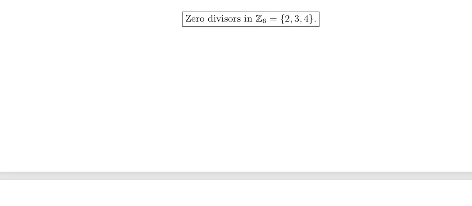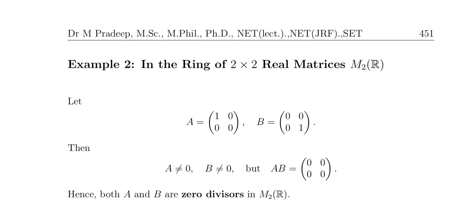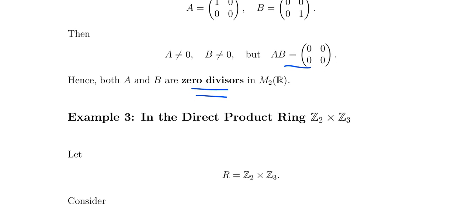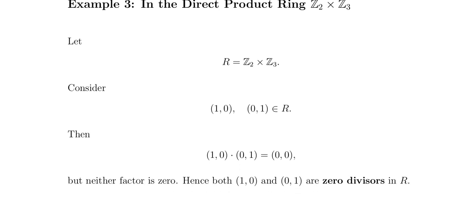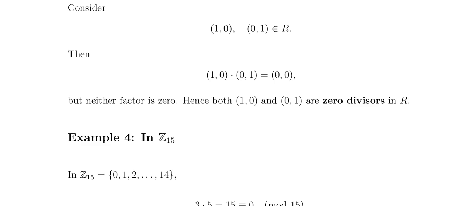When you multiply two non-zero elements, you get zero. The zero divisors of Z6 are 2, 3 and 4. In the ring of 2 by 2 real matrices, M2 of R, multiplying two non-zero elements can give the zero element, so zero divisors exist in the collection of 2 by 2 matrices with real entries. In the direct product Z2 cross Z3, (1,0) and (0,1) both belong to R, and when you multiply them you get (0,0), so zero divisors exist in Z2 cross Z3.